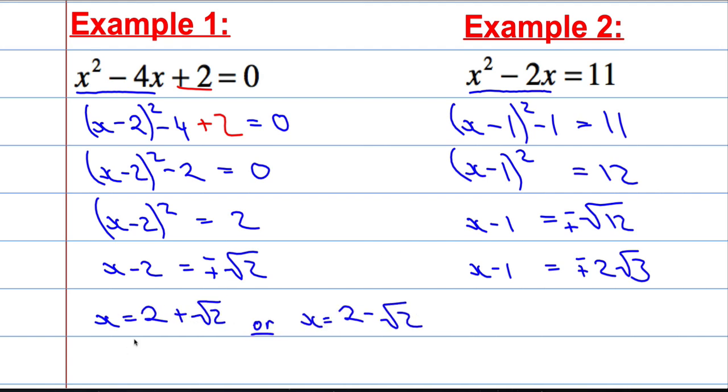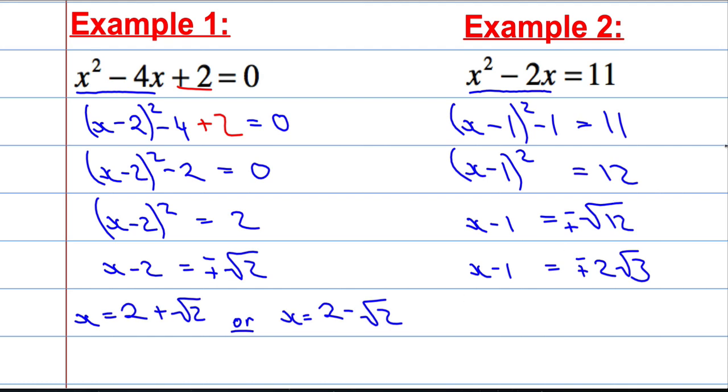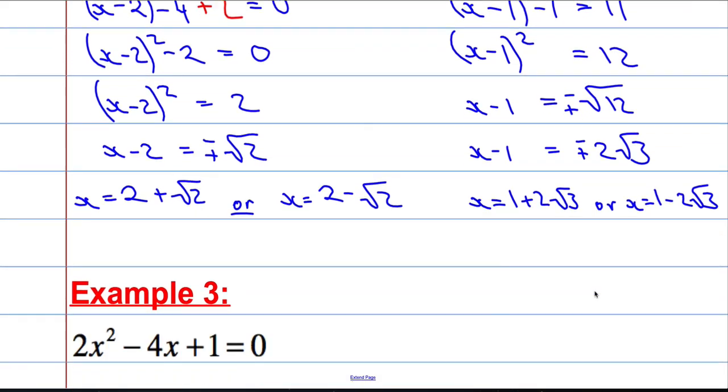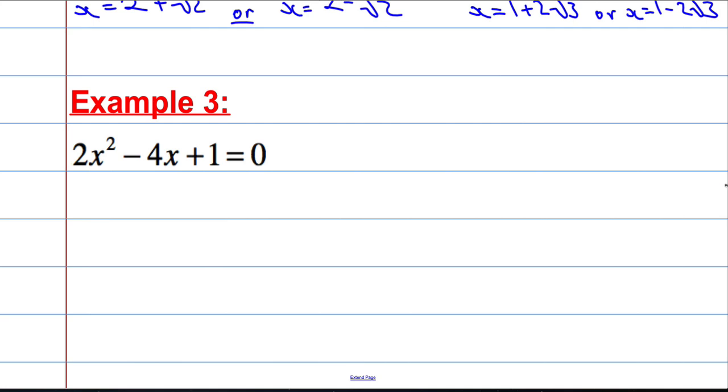Let's just move this back a little bit so we have the space. Okay, so now we're going to add 1 to both sides. So x is equal to 1 plus 2 root 3, or x equals 1 minus 2 root 3. And that's the solution to that question. And then finally, example 3 here, going to solve this by completing the square.